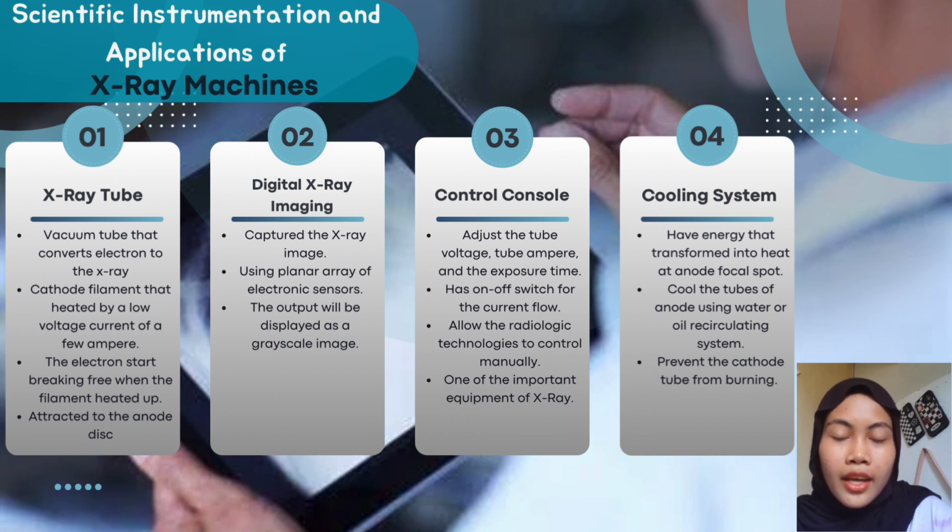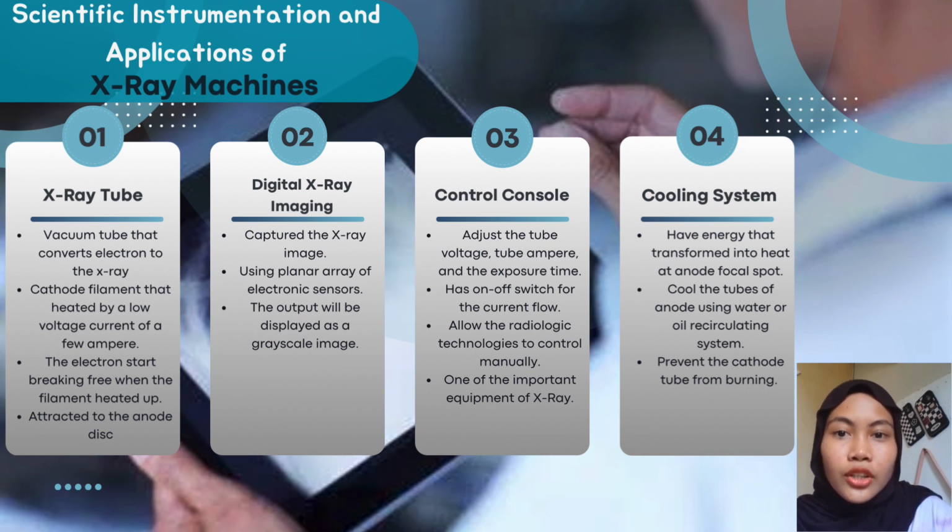First, the X-ray tube. It is a vacuum tube that converts electrons to X-rays. How does it work? The cathode filament inside the tube will be heated up by a low voltage current of a few amperes, then the electrons will start breaking free. Lastly, the electrons will be attracted to the anode disc. Second one is digital X-ray imaging. The function is to capture the X-ray image using a planar array of electronic sensors where the electrical detector will generate signals and the output will be displayed as a grayscale image.